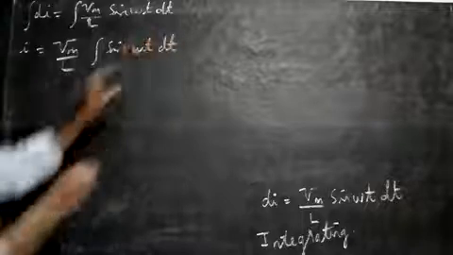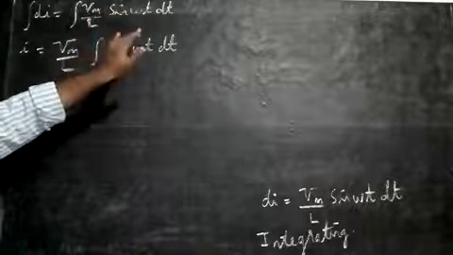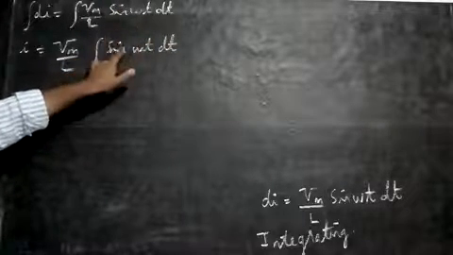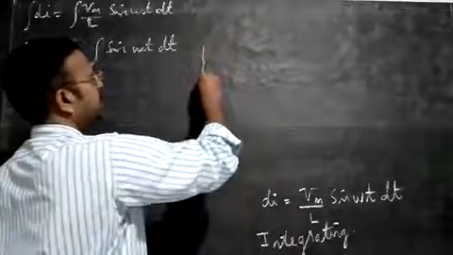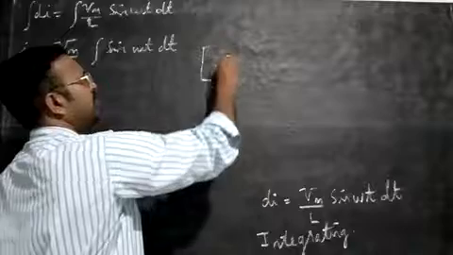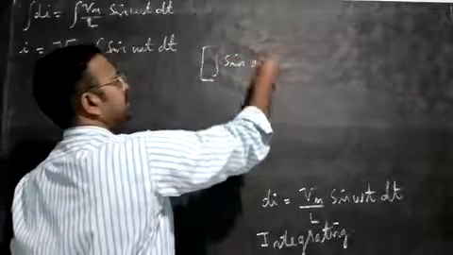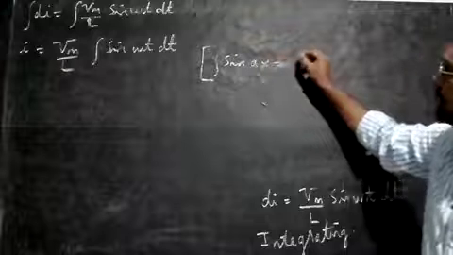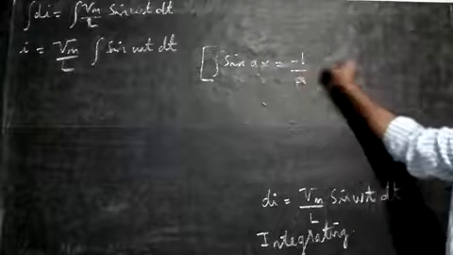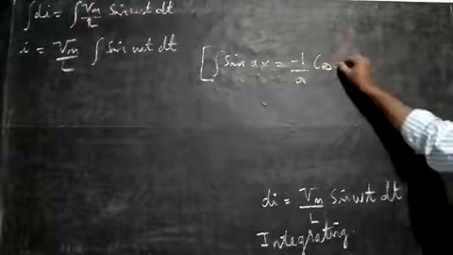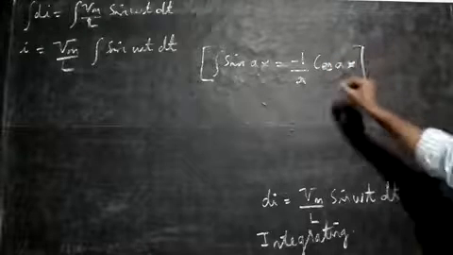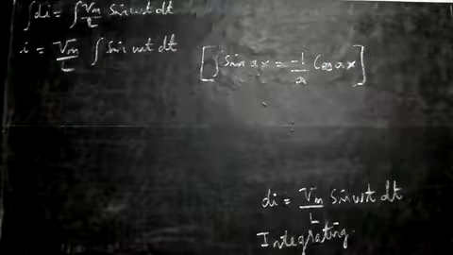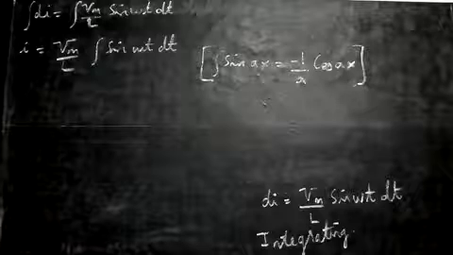Now we know the integration of sine theta is minus cos theta, but here we get the integration of sine omega t. So this is of the form integral of sine ax, which is equal to minus 1 by a cos ax. This is learned in maths, I think, in 11th.